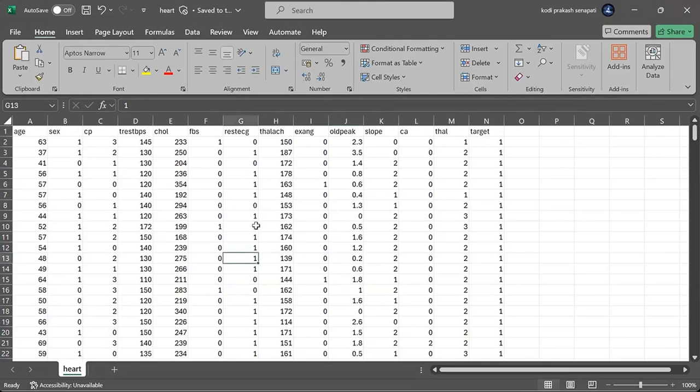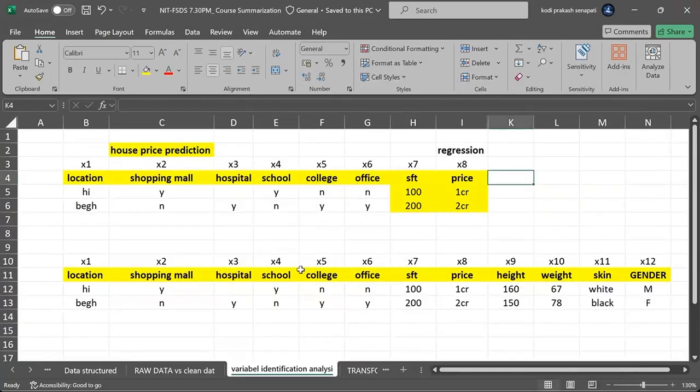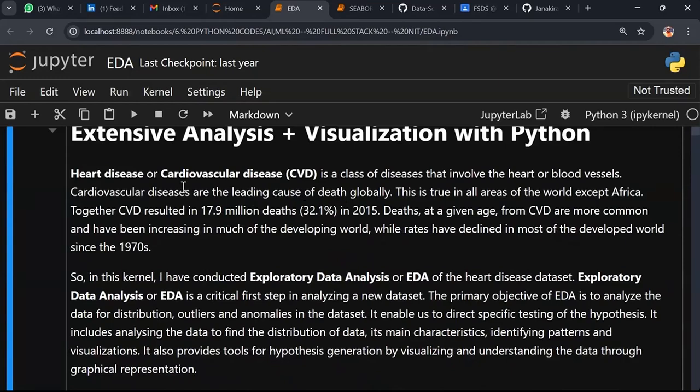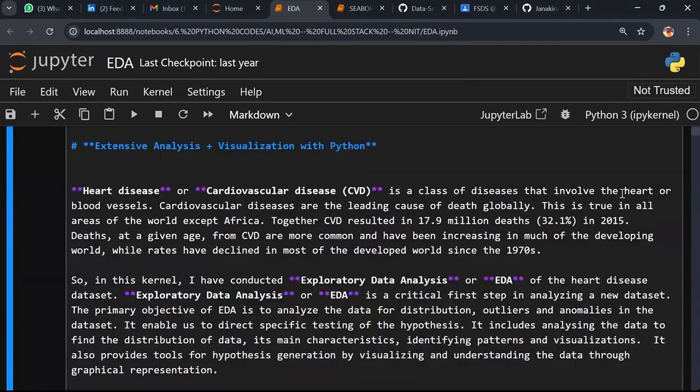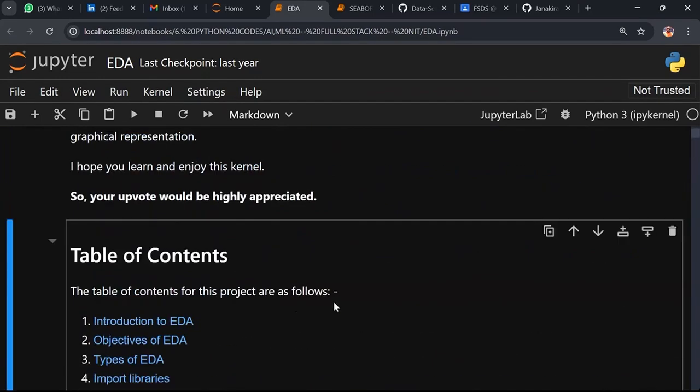So today, the name of the business use case is heart disease analysis, and the name of the project is exploratory data analysis. I'll explain it now, and you can go home and work. Heart disease or cardiovascular disease is a class of disease that involves the heart or blood vessels, isn't it? And AI and data analytics are implemented everywhere. In Africa, though, Africans never had much heart disease, guys.